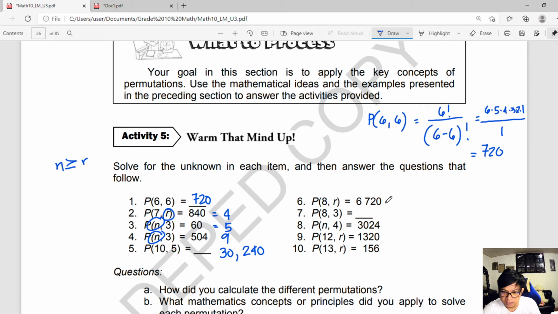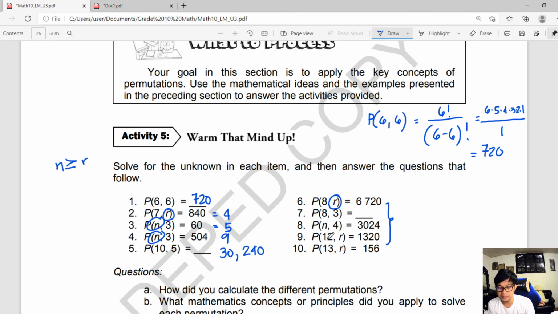Okay, you may try this one as your exercise, but not to be submitted. Hanapin nyo yung R. So, R is equal or less than dapat siya sa N. Hindi siya pwedeng maging mataas sa 8, no? Ito naman, permutation of 8 taken R at a time. Permutation of N taken 4 at a time. So, N natin is equal or greater than 4, dapat.